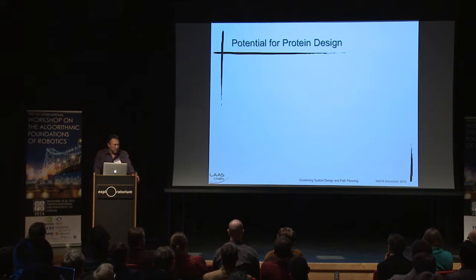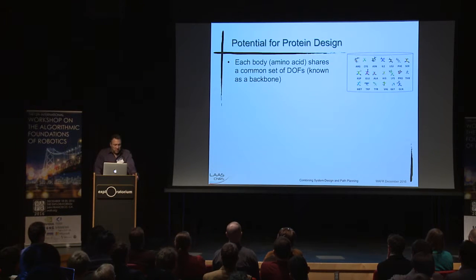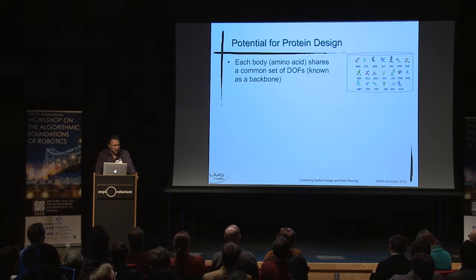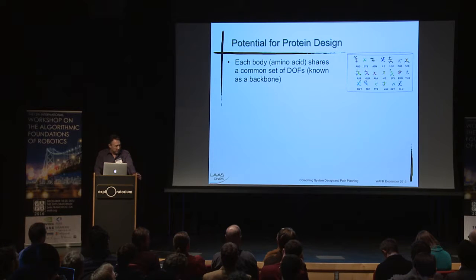So very briefly, let me draw the analogies between these two problems. The first is that we have all these interchangeable parts. Well, proteins, which are built out of amino acids, actually share a common set of degrees of freedom known as the backbone or scaffolding of the protein. And each of the 20 naturally occurring amino acids actually have their own side chains, if you will, or their own extra degrees of freedom.